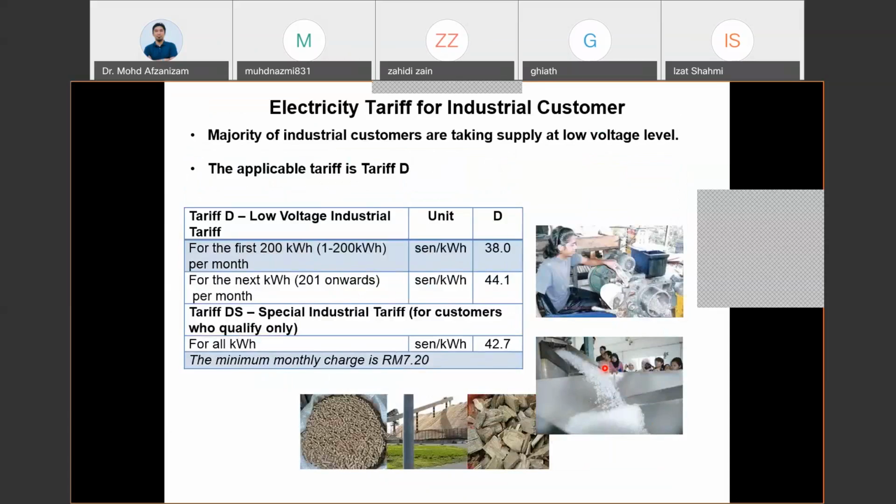Okay, so next, tariff D. It will give you the range of consumption, which is for the first 200 kilowatt hour, they will charge you 38, okay? And then following upward, 201 until... The special industry tariff for qualified consumers only has a different or special rate, which is 42.7. Okay, so that's the low voltage industrial tariff.